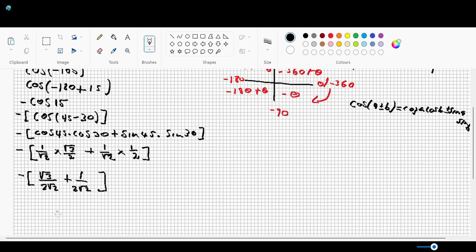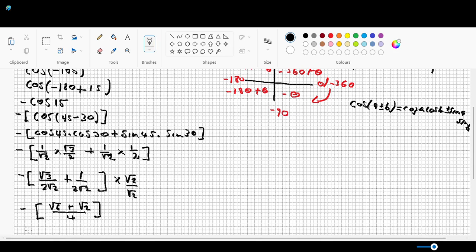Okay, so from here you can multiply by negative throughout, or before you multiply by negative throughout, you can rationalize. When you rationalize, remember you multiply by root 2 over root 2. The reason we multiply by root 2 over root 2 is because we have root 2 here, and root 2 over root 2 is the same as multiplying by 1. So when you multiply here, we're going to have root 6 plus root 2 over 4.